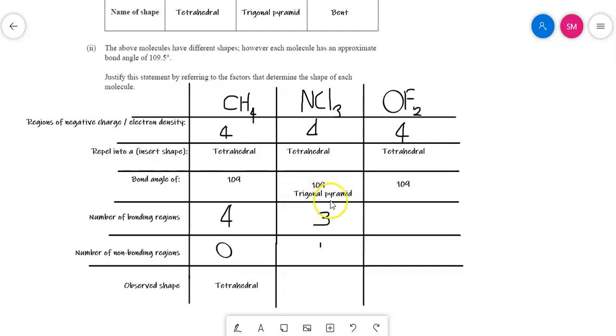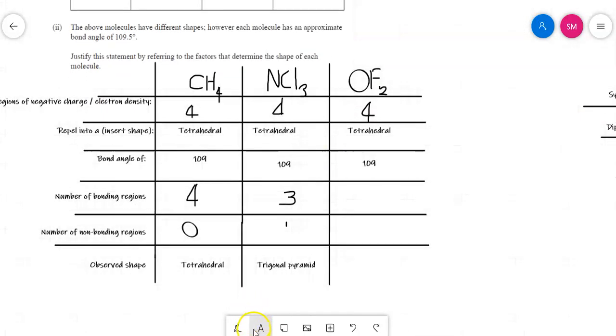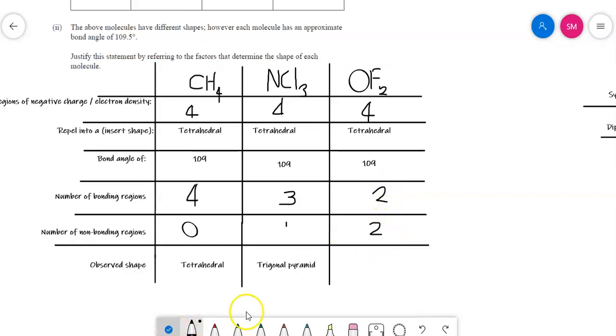And then finally for that OF2, we've got 2 bonding regions, 1, 2, and 2 non-bonding regions, 1, 2. So we'll write that in, 2, 2, and the shape will be bent.